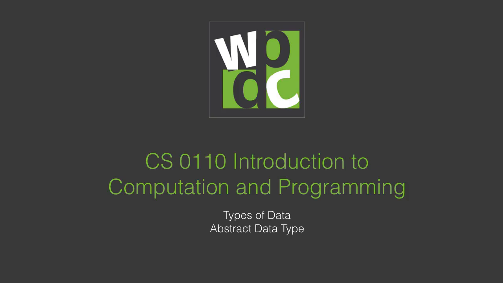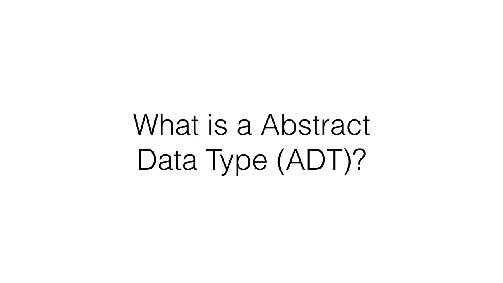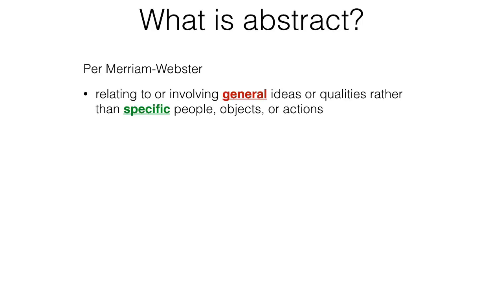Now we come to the abstract data type. This one is a bit more complex. So what is the abstract data type, or the ADT? Well, let's start with what is abstract. If we look this up, it says relating to or involving general ideas or qualities, rather than specific people, objects, or actions. We're separating out the general from the specific. See that? All right, we're going to talk a lot about abstract.